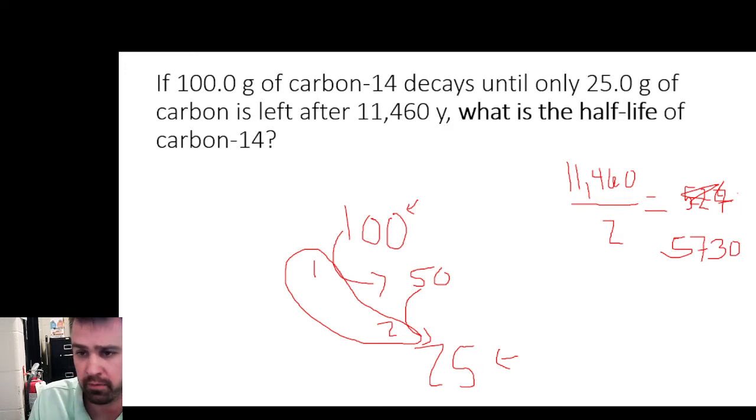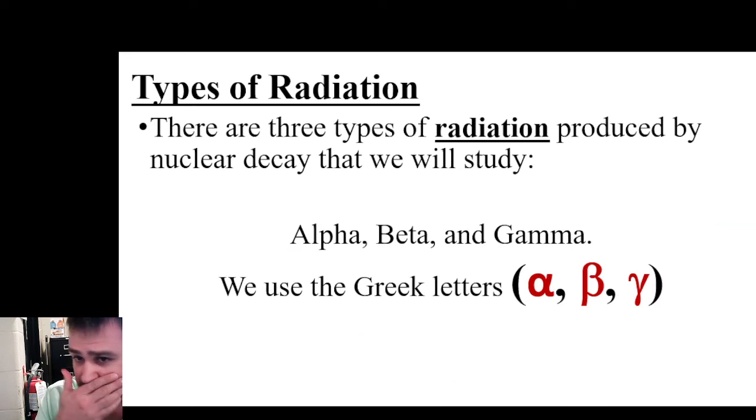Okay, so I know my beginning amount. I know my ending amount. I needed to figure out how many half-lives it went through to get from beginning to end, and then if I know how much time passed, if I divide that by how many half-lives I figured out, that's how I got how much 1 half-life is. Each one is 5,730 years. Okay, so that is half-life.